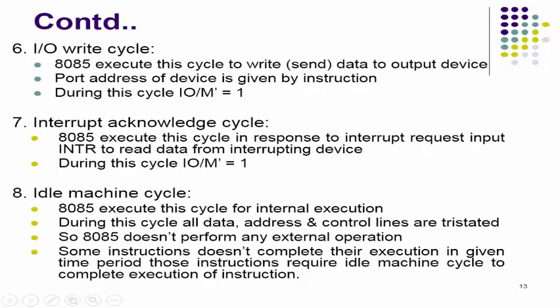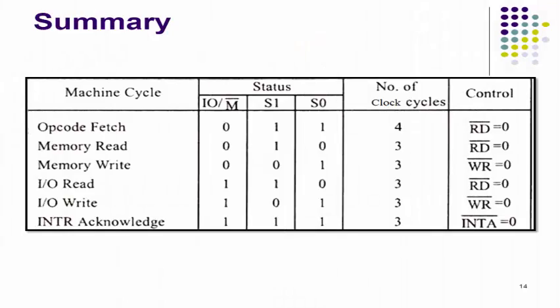And finally the idle machine cycle. 8085 executes this particular cycle for internal execution. During this cycle all data, address and control lines are tri-stated, so 8085 doesn't perform any external operation. Some instructions do not complete their execution in the given time period, like the DAD instruction that we discussed a few minutes before. Those instructions require an idle machine cycle to complete the execution of the instruction.